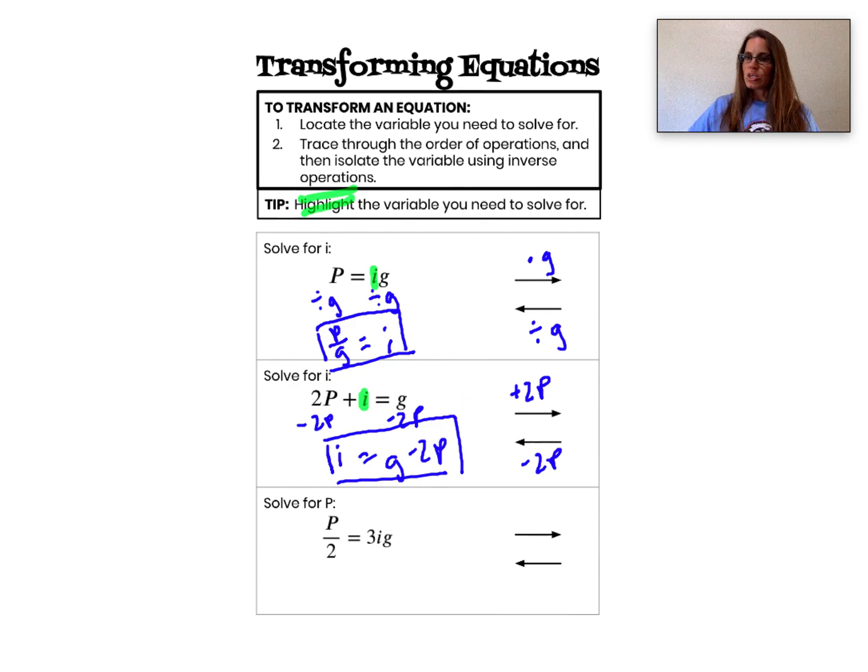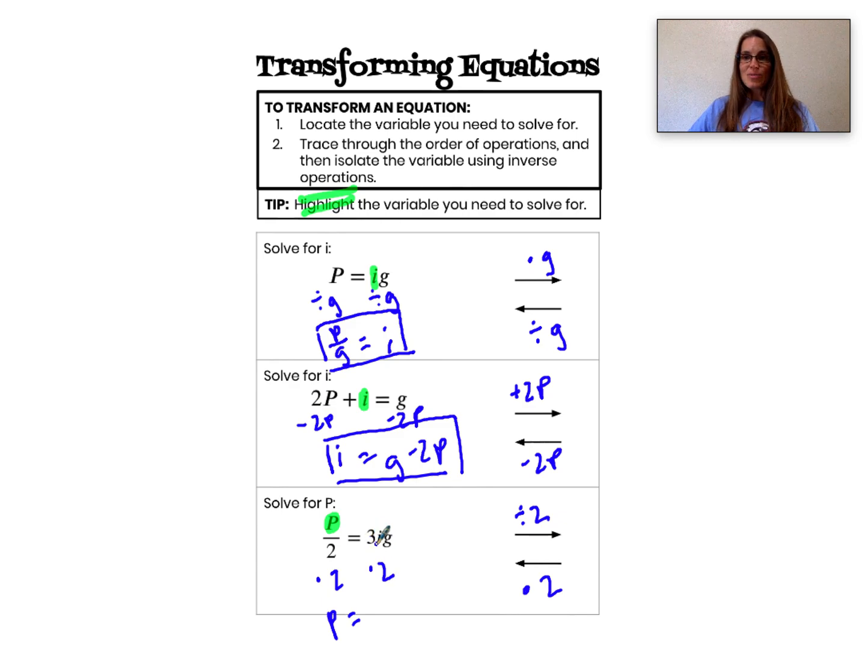Final one-step equation example. I'm solving for P. There's only one thing happening to P in this equation, and that is that I am dividing P by 2. That means my single inverse operation is to multiply by 2. I'm going to undo P divided by 2 by multiplying by 2 on both the left-hand and the right-hand side, so that P divided by 2 times 2 is just P.